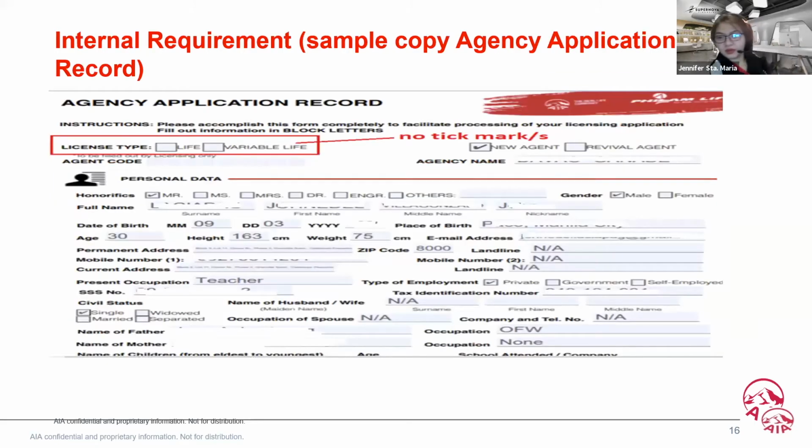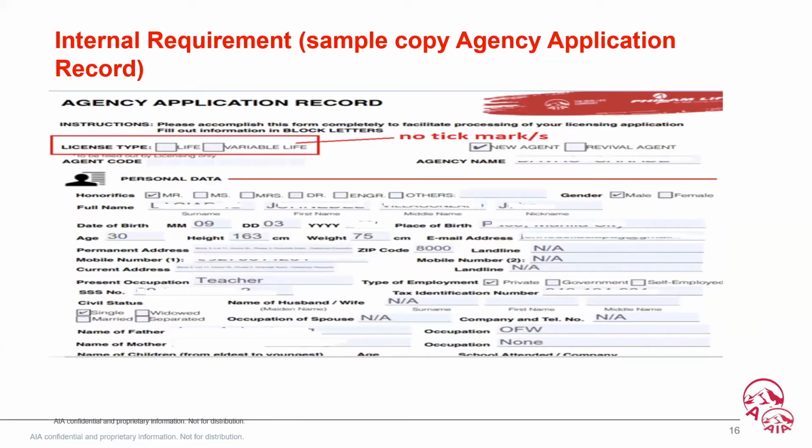So, next one ay yung sa AAR din, they forgot to put a tick mark kung ano yung ina-applyan. This is vital po kasi to determine kung ano po yung ina-apply na license. Though some of it are provided, but this is a mandatory field also.